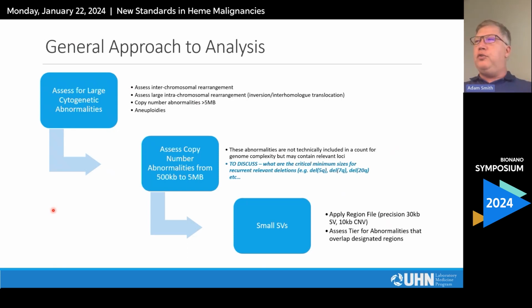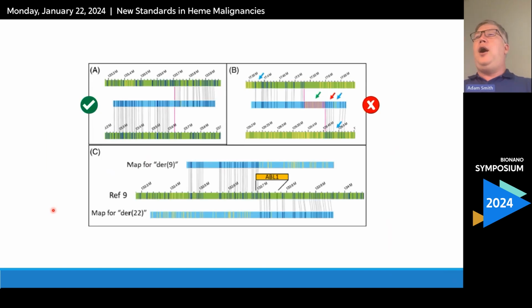So we have a myeloid region file that we apply, and that really brings genes that are important in myeloid disease biology up to the front, so we can see those and evaluate them quickly. Just to give you a couple of examples of things that we have from the paper when we start looking at analyzing samples.